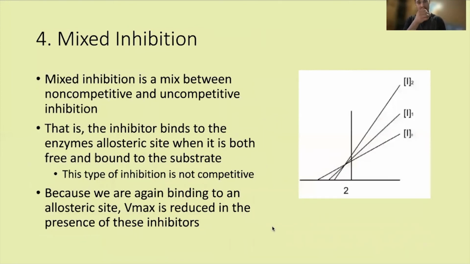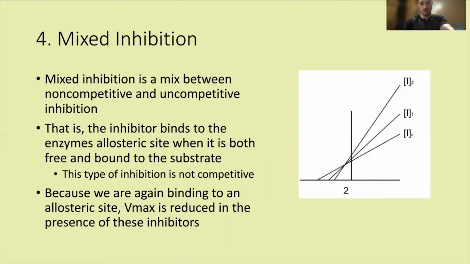And then finally, we have mixed inhibition, which is a mix between non-competitive and uncompetitive inhibition, which means the inhibitor will bind to the substrate enzyme complex and just the bare enzyme as well. This type of inhibition, again, is not competitive. And because we are again binding to an allosteric site, Vmax is reduced in the presence of these inhibitors.